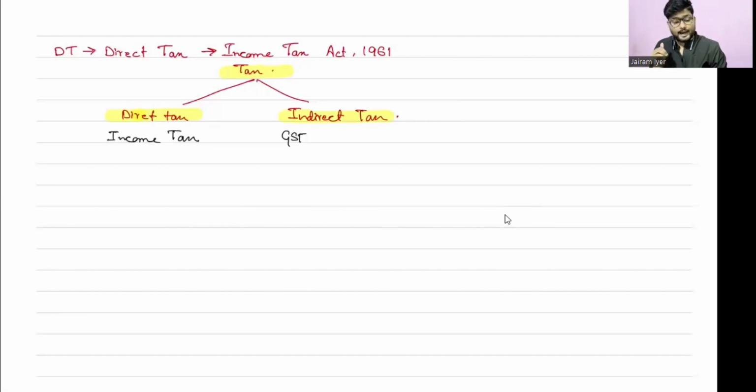Correct. It has a direct burden on me. But whenever I talk about GST, then what do you think? Suppose, for example, I'm buying an article for reselling it. Now suppose I bought a product from Ruchi. She is the manufacturer of some product, and I'm buying it.